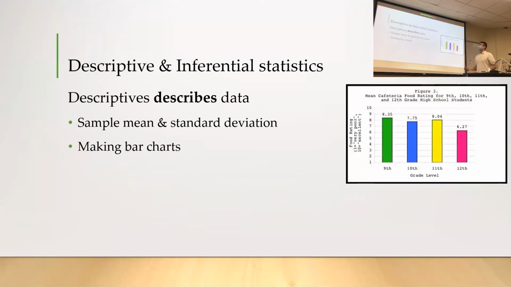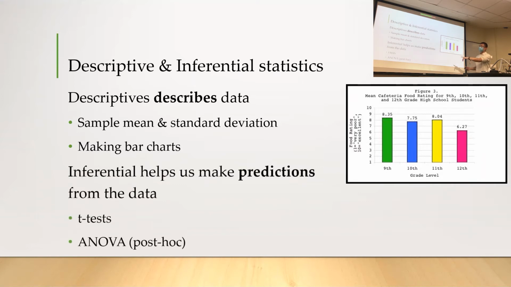So descriptive and inferential statistics, the difference is that descriptive statistics describe data, while inferential statistics help us make predictions from the data. Basically, we use descriptive statistics to get the sample mean, which is the average. We call it the mean, and standard deviation. If you don't understand them, it's fine. But it will be helpful if you take stats in the future after you have practiced it with our project.